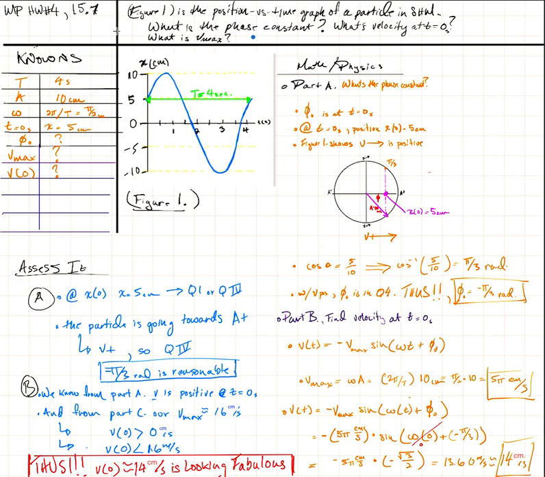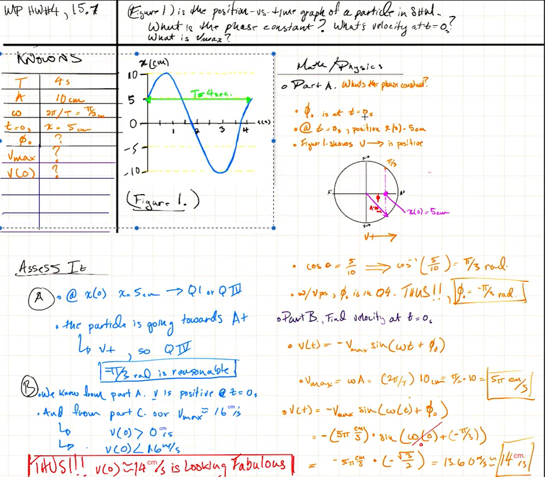Looking at figure 1, the knowns we can pull out are the period, T equals 4 seconds. We can pull out amplitude, which is 10 centimeters. And we can also just go ahead and solve for the angular velocity, which is 2 pi over T. That's going to equal pi over 2.